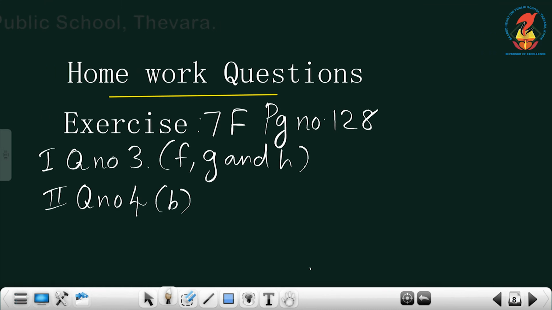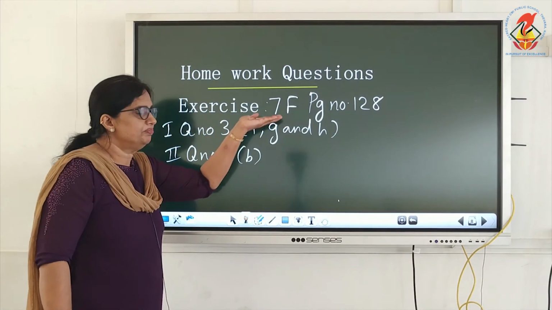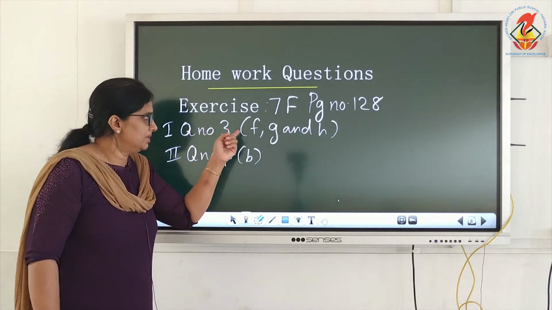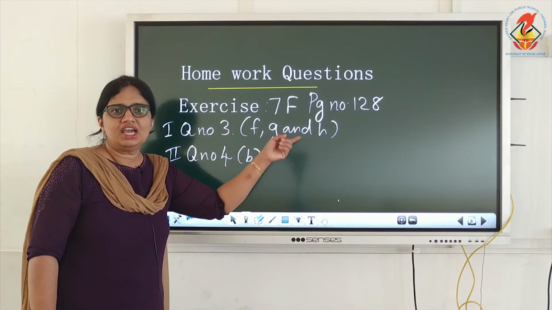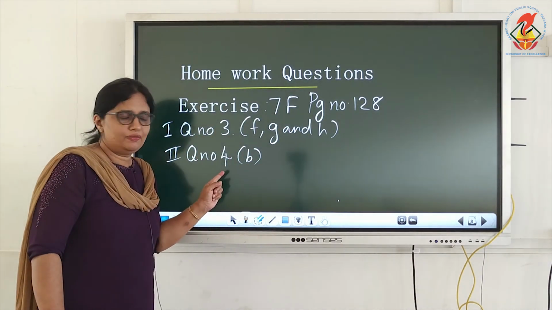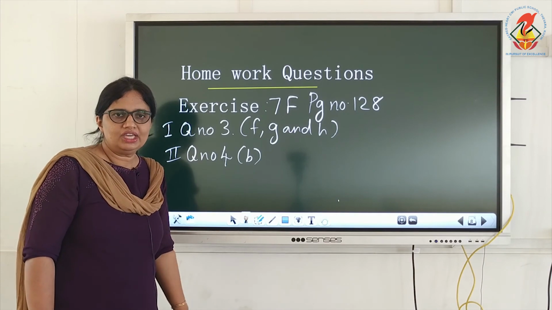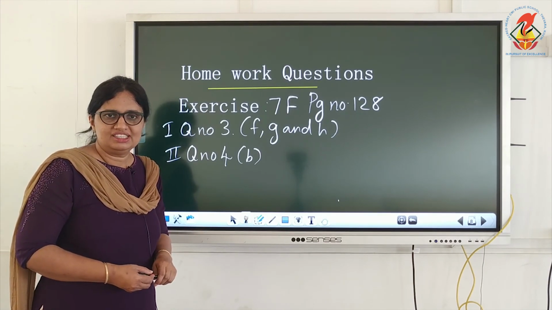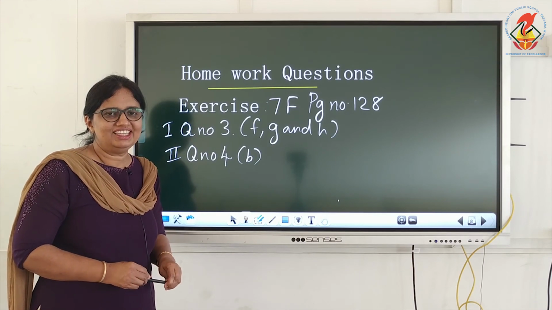Then I will give you some homework. The homework questions are exercise 7F, page number 128. First one, question number 3, F, G and H. And the second one is question number 4, B. You have to do it at home, right? Is it clear, children? Okay, thank you.